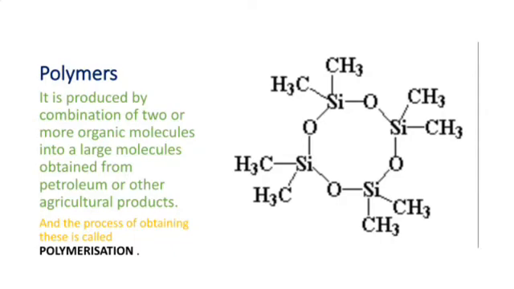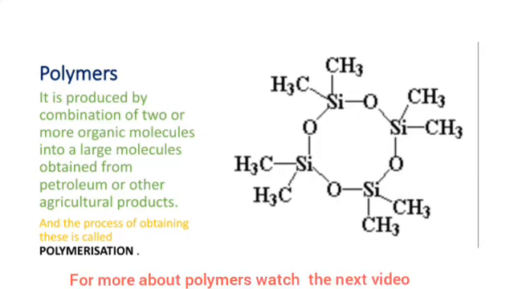Now let's talk about the polymer. It is produced by a combination of 2 or more organic molecules into large molecules obtained from petroleum or other agricultural products, and the process of obtaining this is called polymerization. This is silicone, which is a polymer.